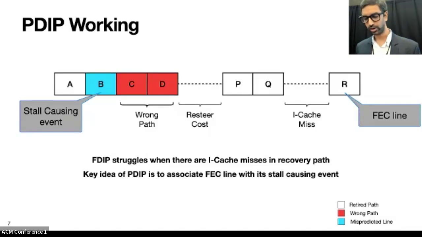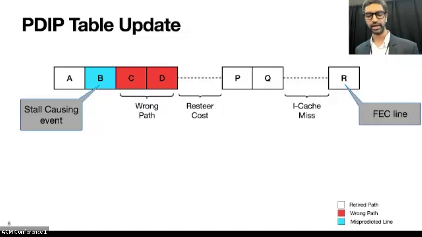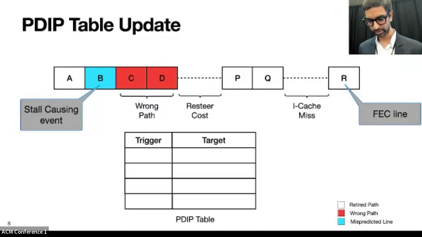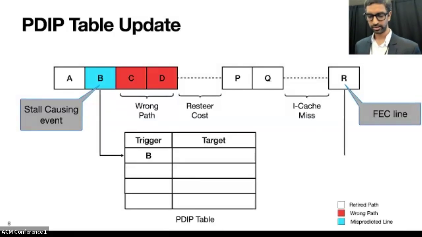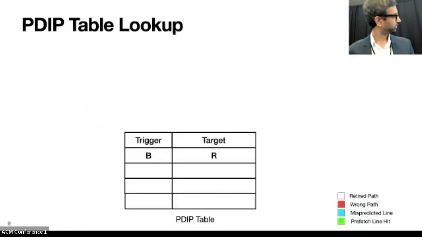Now I'm going to show how we update the metadata table. Like any prefetching technique, for example FDIP, which depends on the BTB, PDIP depends on a structure called the PDIP table. The idea is that we want to associate the trigger, which is B in this case, with the stall-causing line R. So we are going to insert trigger B with target R.